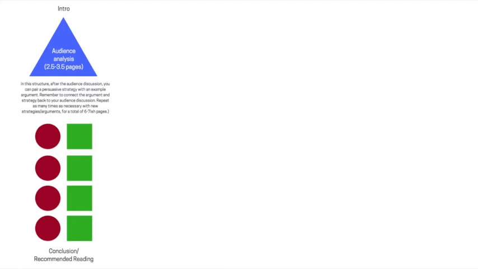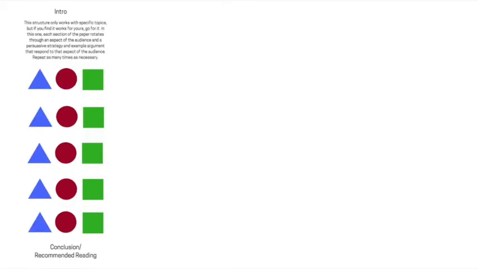And you probably have somewhere along the lines of 3 to 4 persuasive strategies, and so then you also do 3 or 4 example arguments, and you want to alternate back and forth between them. So here's the strategy, here's the argument, and you just go back and forth between those until you get to your conclusion and recommended reading section.